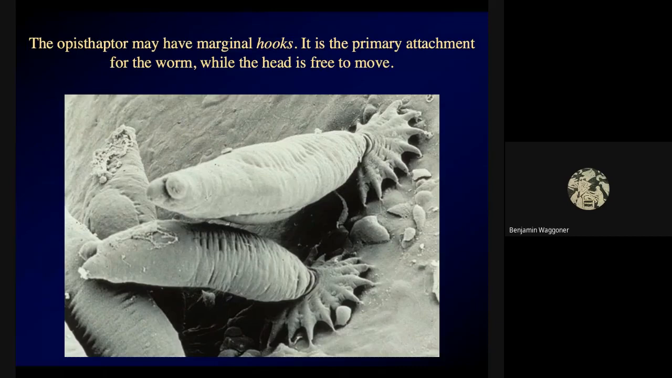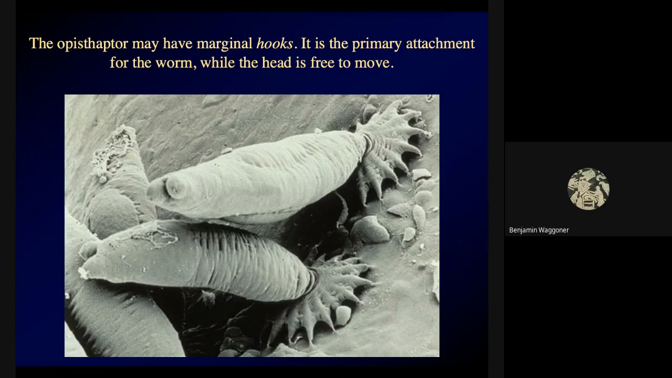That's one we'll talk about in a bit. That's a fish parasite. You can see the opisthaptor is large, and in this case, it has many marginal hooks. You can see marginal hooks there, looking like claws on the opisthaptor.